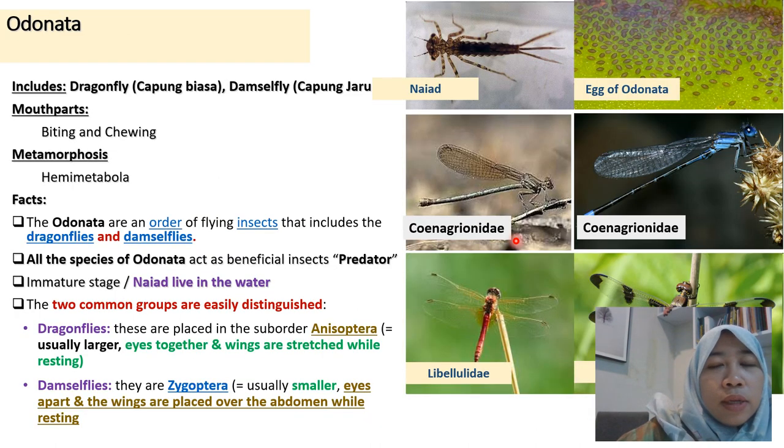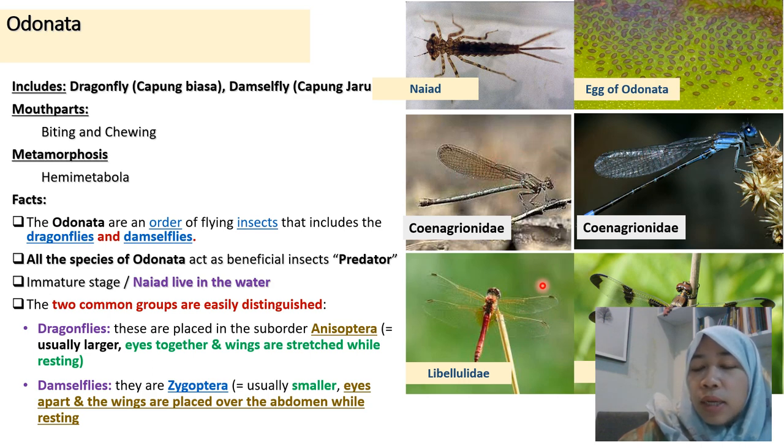Okay, we move to the next ordo, Odonata. The examples are dragonfly and damselfly. What is the difference? This is a dragonfly. The common dragonfly belongs to Anisoptera. This is different. This one is a damselfly. Damselfly is a capung jarum.